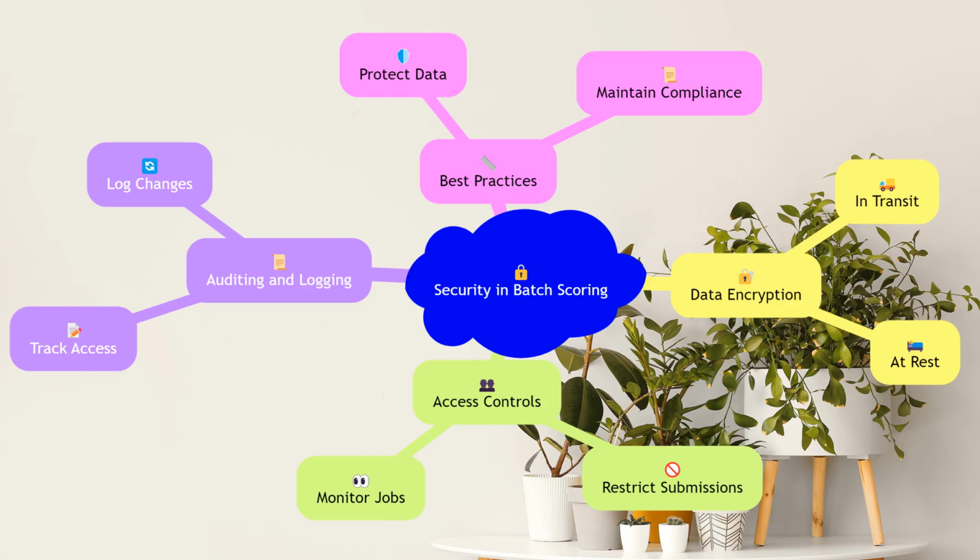Security is a vital aspect of batch scoring, especially when dealing with sensitive data. Ensuring that data is encrypted both in transit and at rest is essential. Access controls should be implemented to restrict who can submit and monitor batch scoring jobs. Additionally, auditing and logging should be enabled to track access and changes to the batch endpoint and associated resources. Adhering to security best practices helps protect your data and maintain compliance with regulatory requirements.